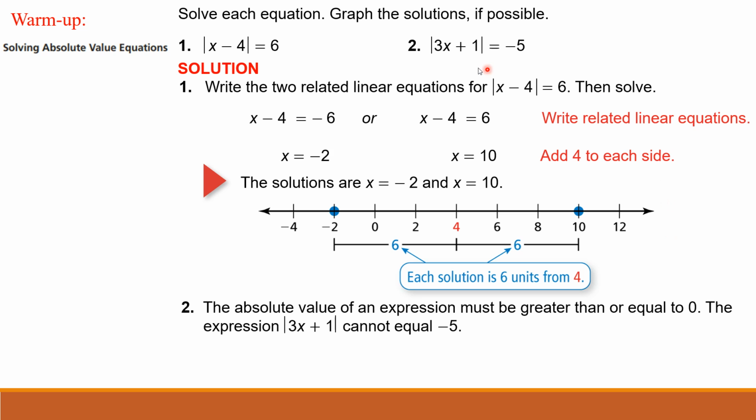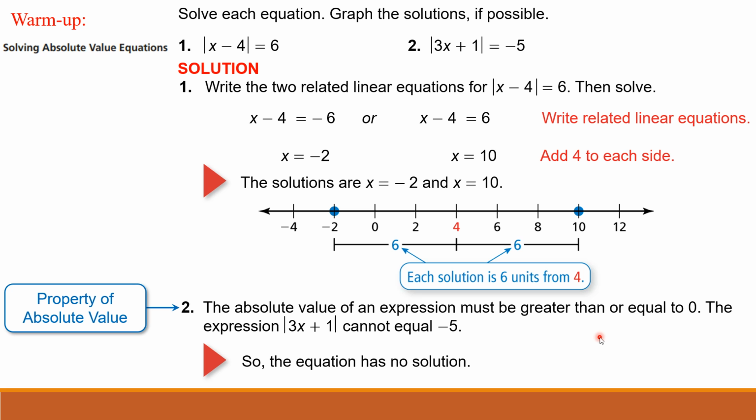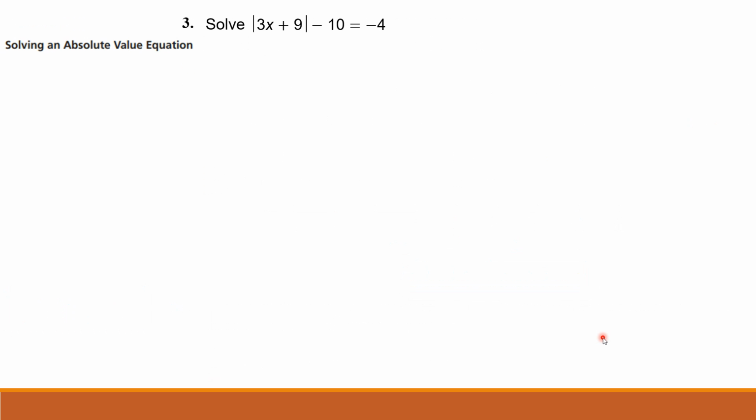Okay, so our second equation, we have absolute value of 3x plus 5 equals negative 5. Well, because the absolute value of an expression must be greater than or equal to 0, since the absolute value represents a distance, and a distance is a positive number, then the absolute value expression can't be equal to a negative number. So there is no solution. This equation has no solution. So let's look at our third one.